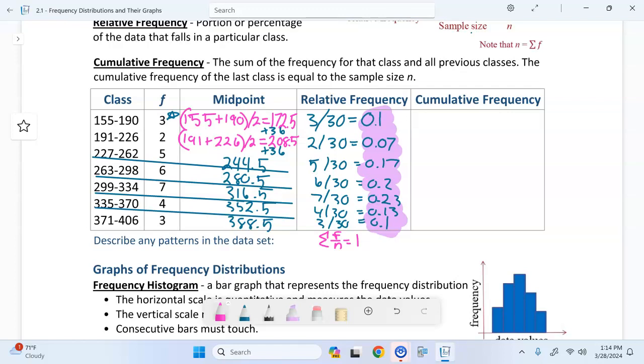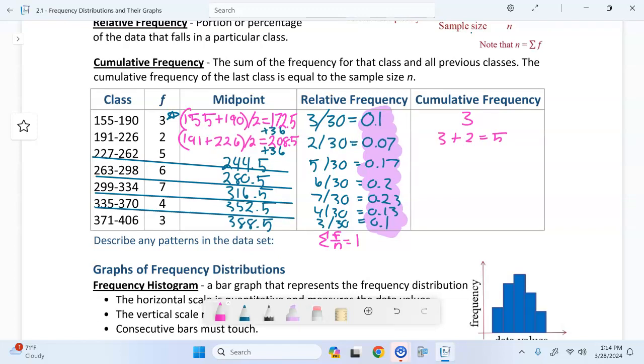Cumulative frequency, sum of the frequency for that class and all previous classes. So it gives a running total as we go through each class. So we start with our first one, and the total of the frequency so far is just 3. Just started. And then for the second class, again, we're creating a running total. So we take the first class, plus the second, and we get a cumulative frequency of 5.